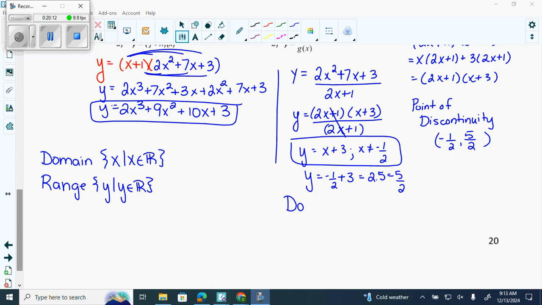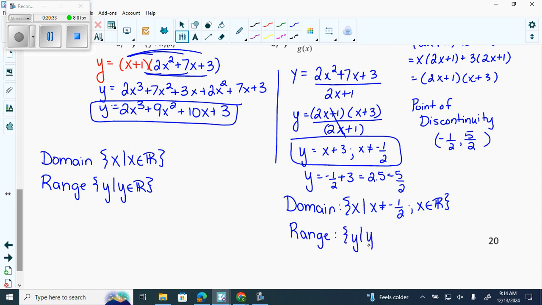Good. All right, domain. This little blue box is so fun. I just like it so much. So awesome. I wish it would just pop up all the time. All right, range. y such that y can't equal 5 over 2. All right, flip over.